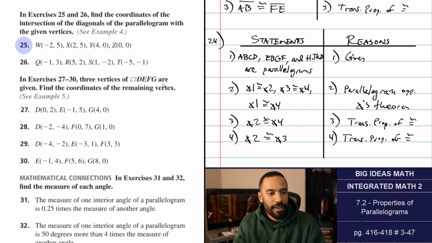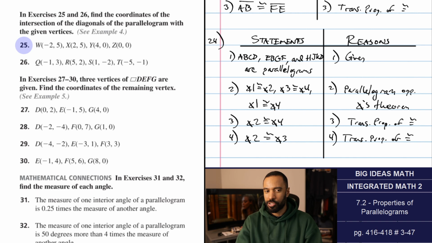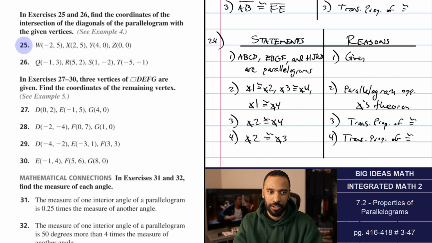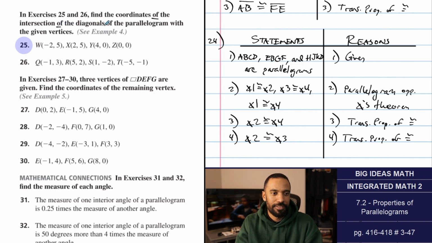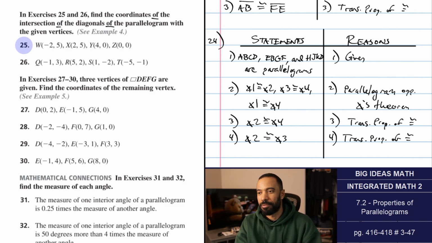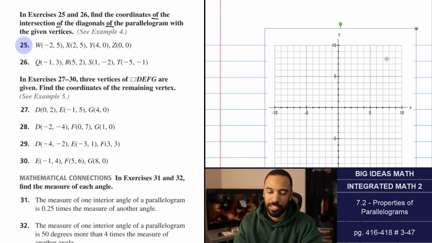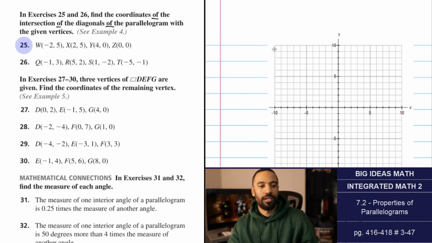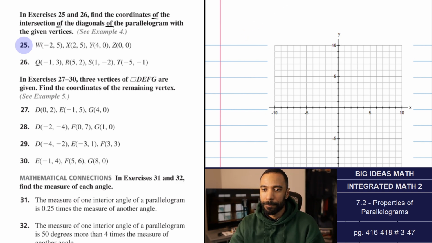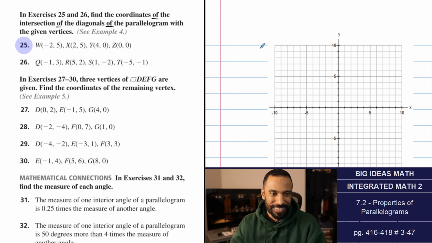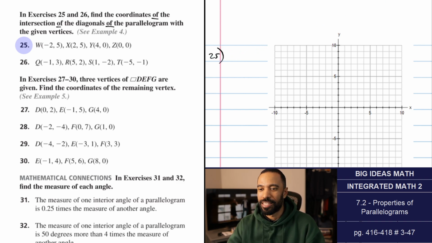Okay, in exercises 25 and 26, find the coordinates of the intersection of the diagonals of the parallelogram with the given vertices. Let's put in a graph axes set. Wait, what do we have to do? The intersection of the diagonals. Okay, number 25. Let's plot these guys here.